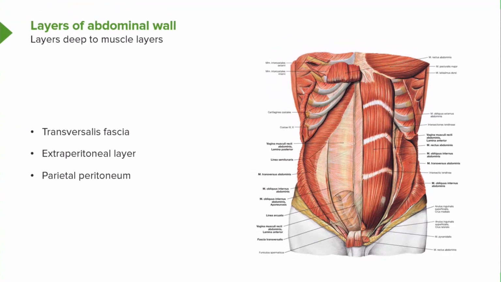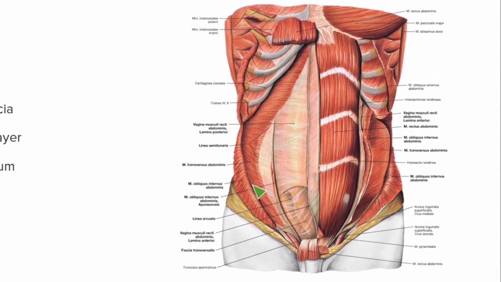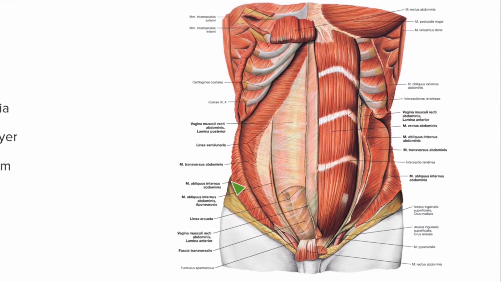Layers deep to the muscle layers include the transversalis fascia, the extraperitoneal layer, as well as the parietal peritoneum. Based on how this illustration is presented, we are going to concentrate more underneath the rectus abdominis, but these three components extend laterally as well. So what we see here is the transversalis fascia. This is the fascia that runs on the deep surface of the transversus abdominis.